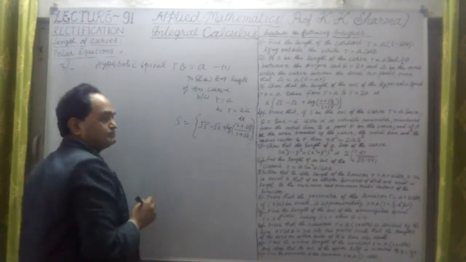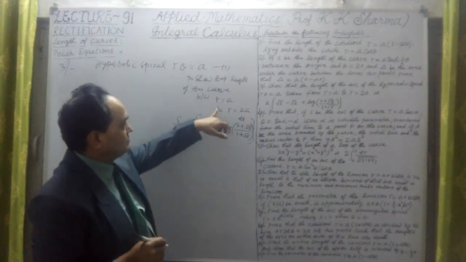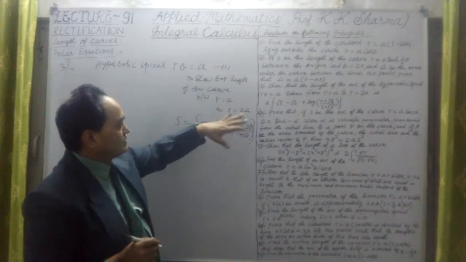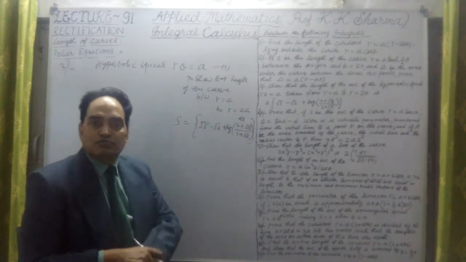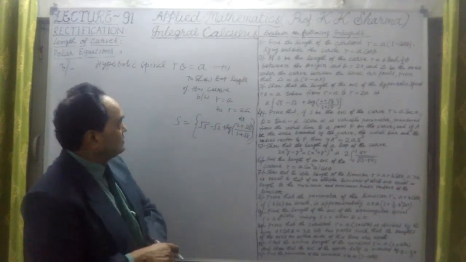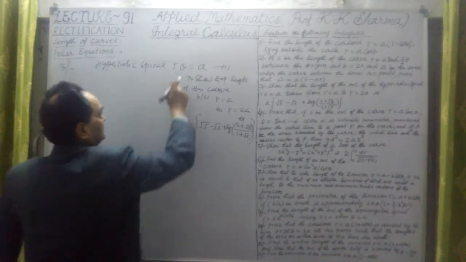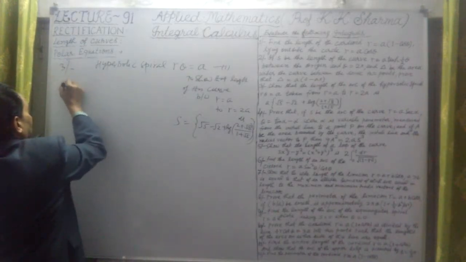This we have to prove. The length of the arc between r equal to a to r equal to twice a is given by this formula. Okay, so this is the point. Now let me solve it. Here r theta is equal to this. So solution.